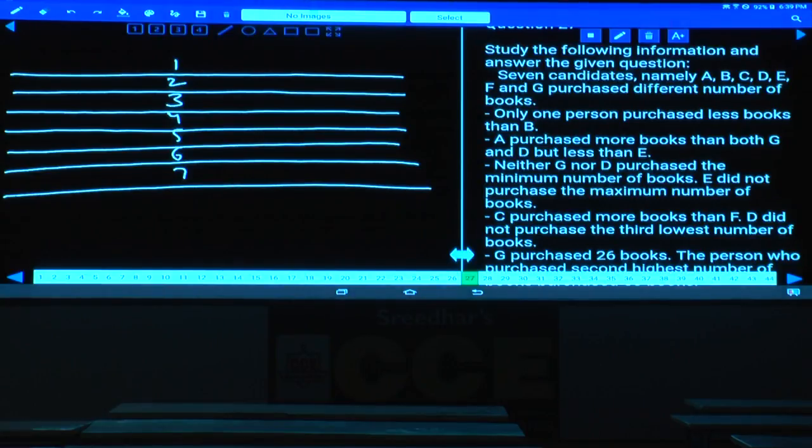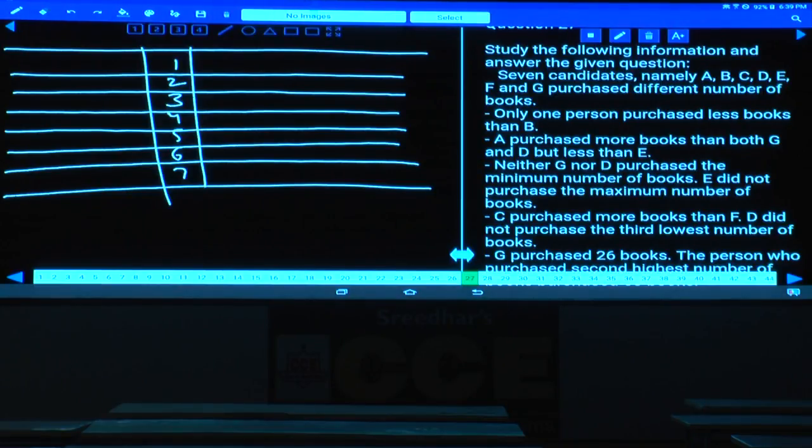Then what is the first information? Tell me here. 7 persons, and 7 candidates A through G purchased a different number of books. Only one person purchased fewer books than B. As only one person purchased fewer books than B, hence B must be in the 6th place, and the one person is at the 7th place. A purchased more books than both G and D, but fewer than E.